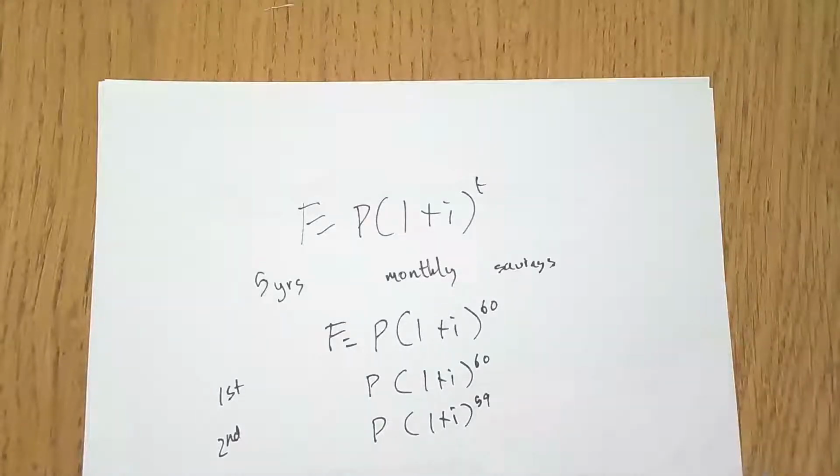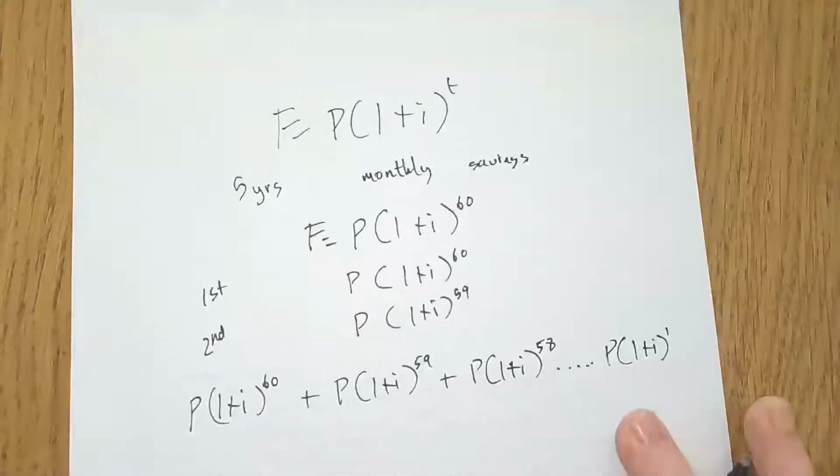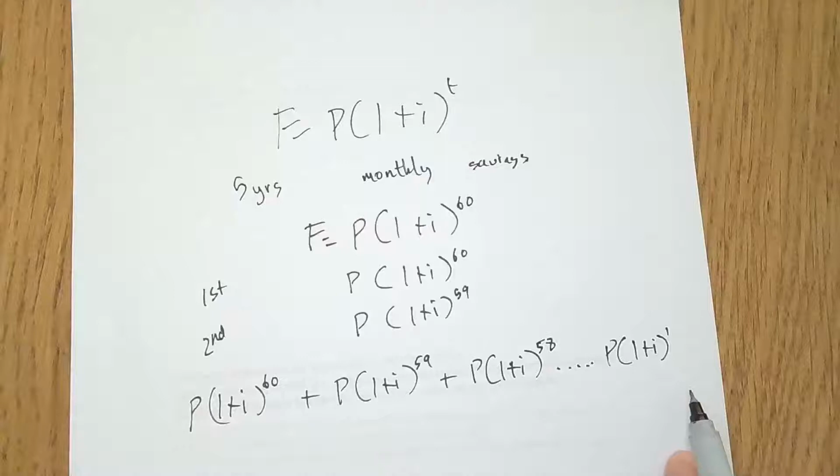So if you think about it, what we're going to have is the first one plus the second one plus the third one, all the way up to the last one. Okay, so we're going to have that kind of scenario. 60 of them. Now, for those of you who remember the chapter we did before, well, what are you actually doing there? Aren't you adding up?